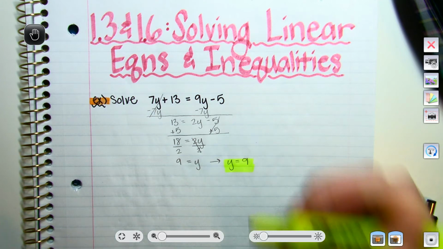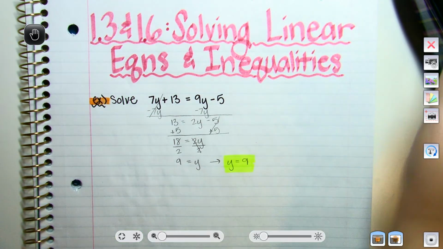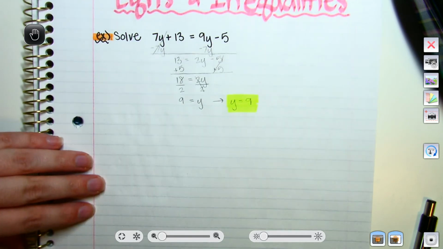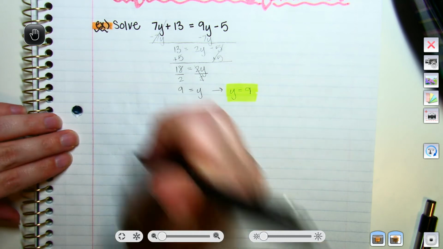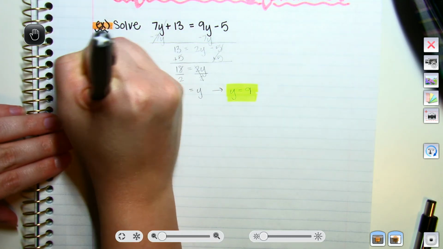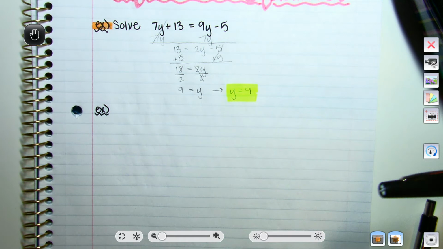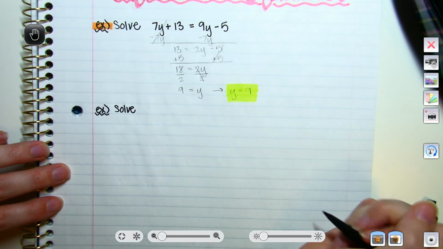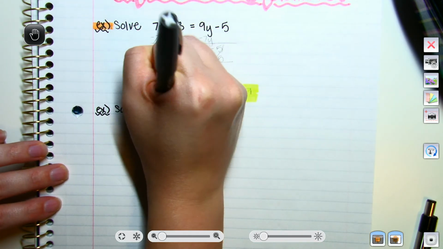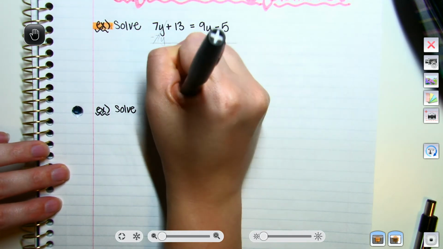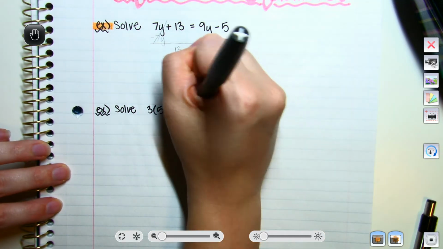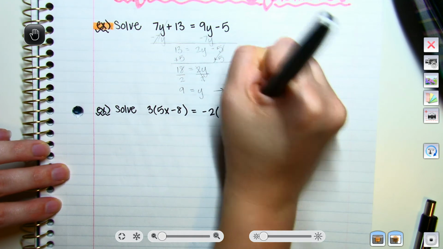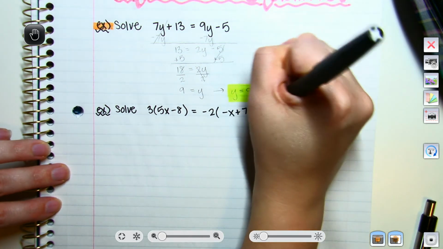All right, let's look at another example. Scoot this down a little bit. All right, next example. I want to solve 3 times 5x minus 8, close the parentheses, equals negative 2 times negative x plus 7, close the parentheses, minus 12x.